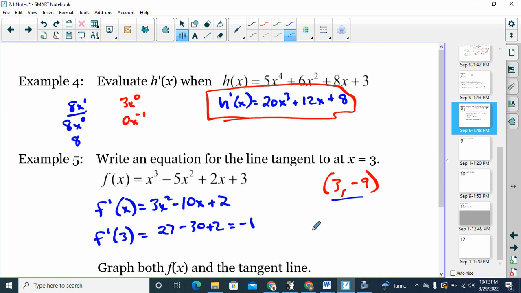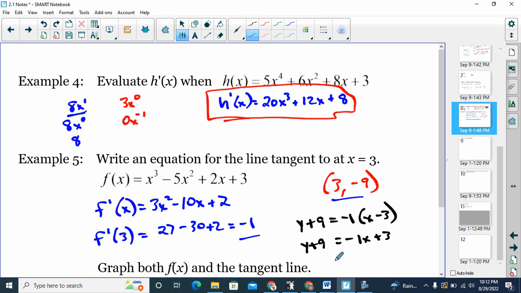So I have a point and a slope. Now it's an Algebra 1 problem. We know how to write an equation of a line. I would use point-slope form. And unless this is a crazy fraction, let's go ahead and change it to slope-intercept form. So y equals -1x minus 6.